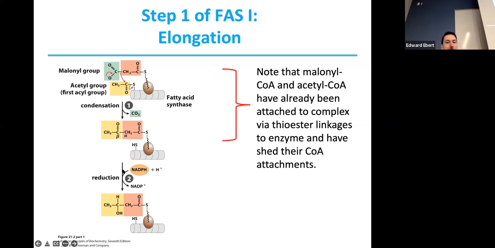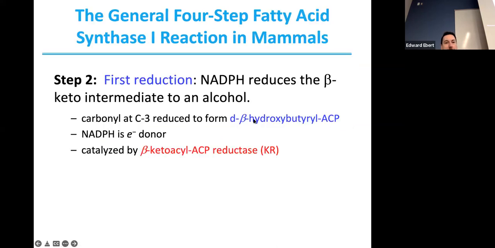Okay, our second reaction, we reduce that so that our NADPH comes in and gives us some nice reducing power. We're going to pick up a proton as well too. That's why our NADPH becomes NADP plus, and as we add that proton to the carbon in there, we end up with a hydroxyl group. And just in this drawing, both the malonyl CoA and the acetyl CoA have already been attached to the complex through those thioester linkages in there. So we reduce this beta keto intermediate to an alcohol. This is our ketoacyl reductase, so KR in there.